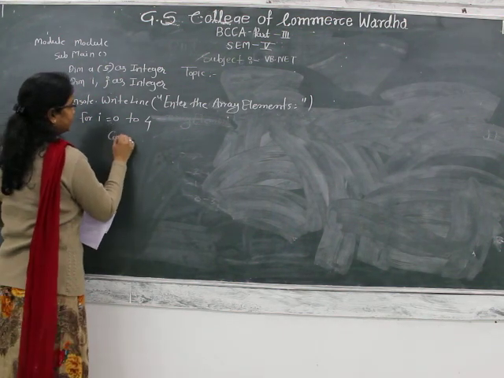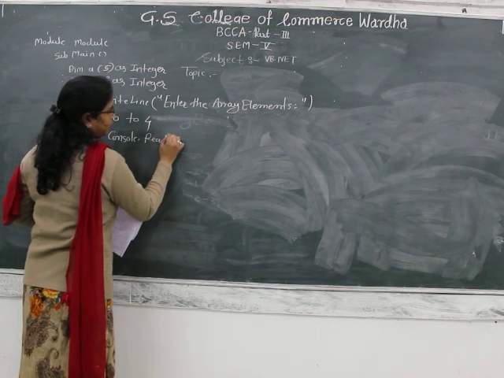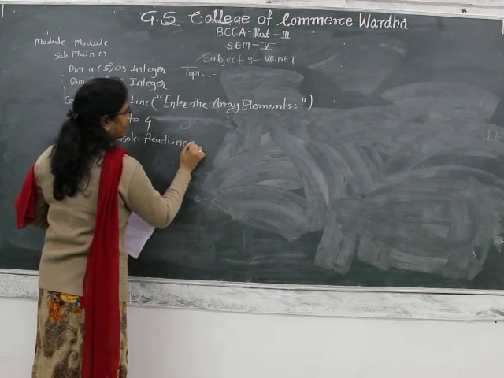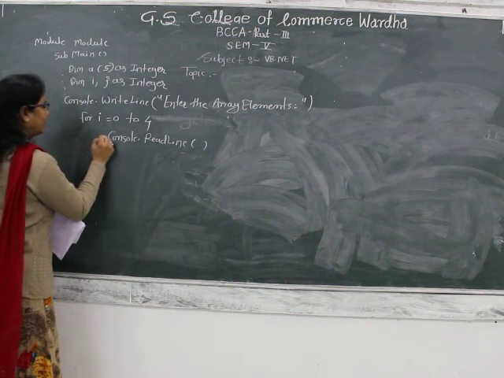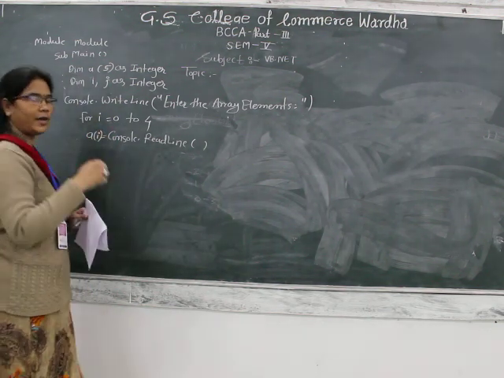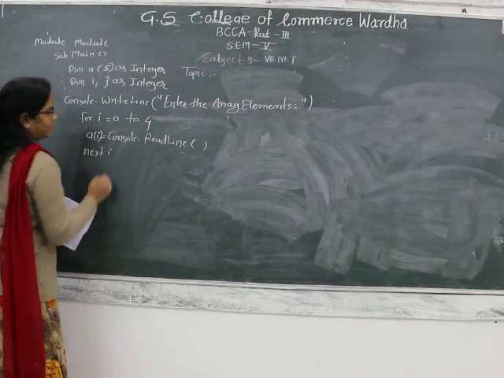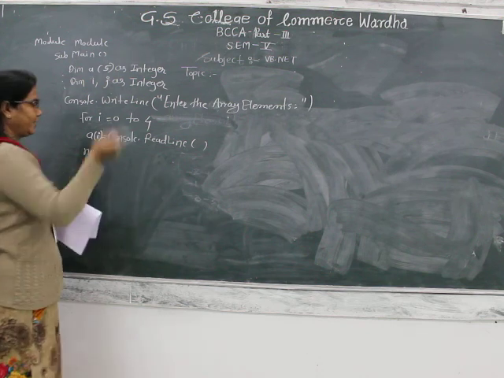So next is Console.ReadLine to read a line. Okay, read line, but where do we want it stored? In A at the ith position. Okay, then Next I. Here we are storing the 5 elements in the array.